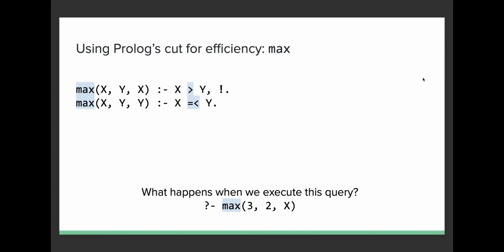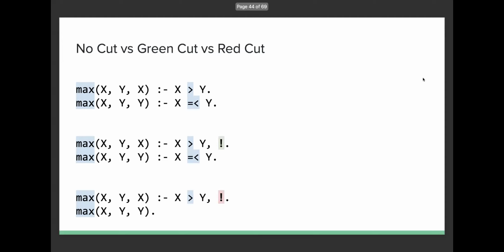So another possibility would be to say, well, if we have already checked that x is greater than y and that check failed, then we definitely know that x is less than or equal to y. So we can just remove that check from the second line entirely. Okay? Now, this is a definition of max that has maximum efficiency for max in Prolog.